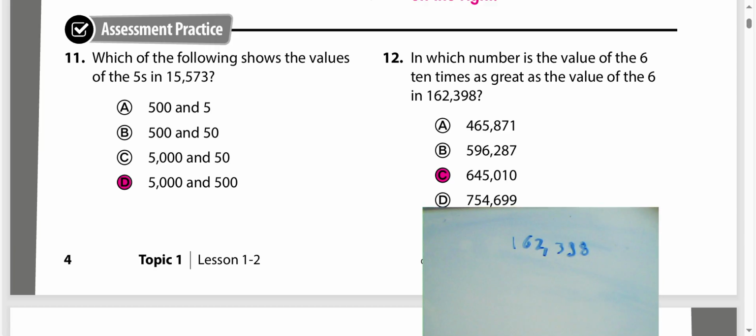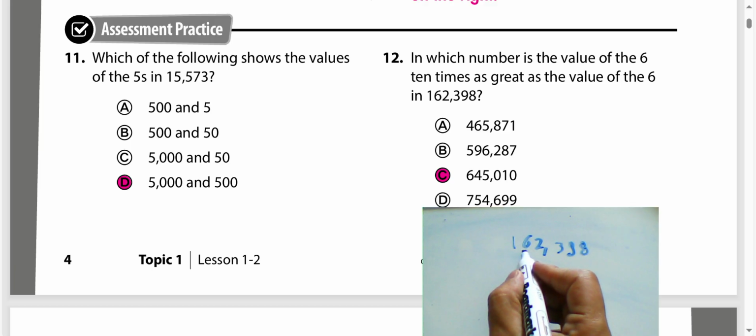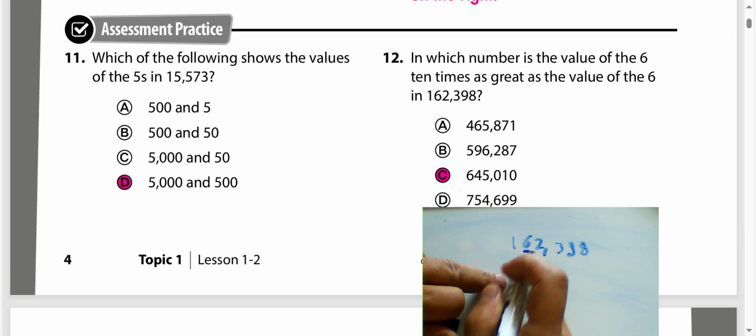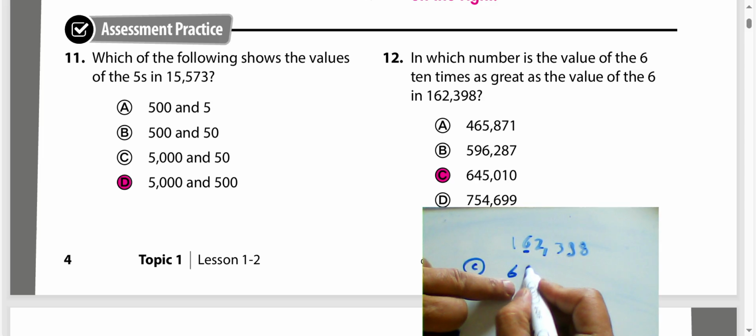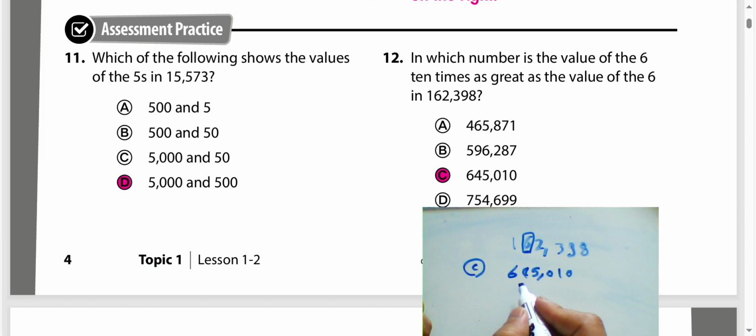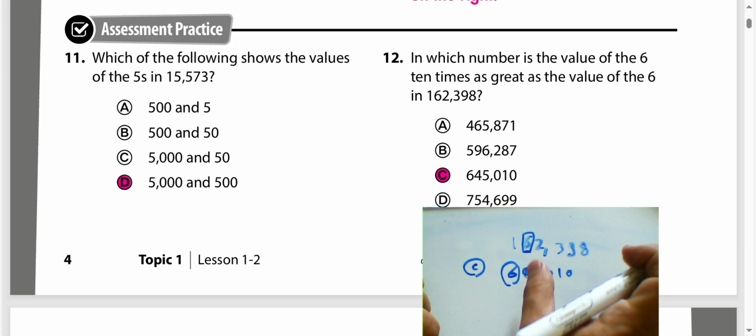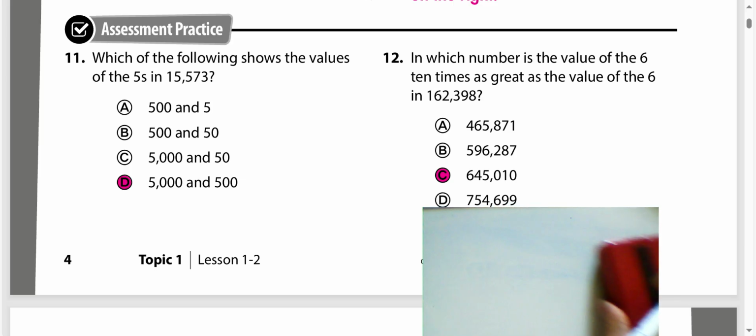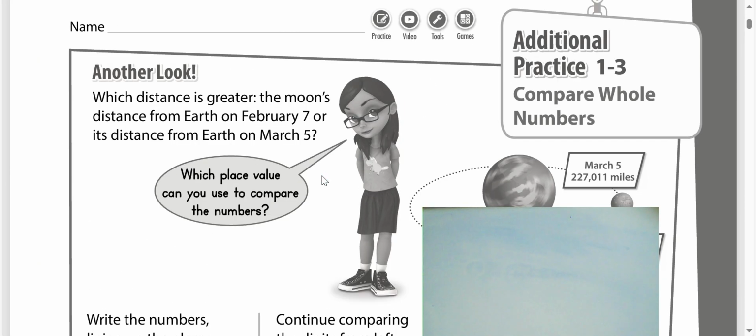We have 162,398. We want to choose the number in which the value of digit 6 is 10 times more than this. 10 times more means we must find where the 6 lies, in the next place. We have 10,000 here, so 100,000. Then we must choose letter C because in letter C the 6 lies in the 100,000s. Okay, understood? The value of digit 6 here is 60,000, and the value of 6 here is 600,000. The value of 600,000 is 10 times more than the value of 6 in the first number. Then you must choose letter C. Okay.